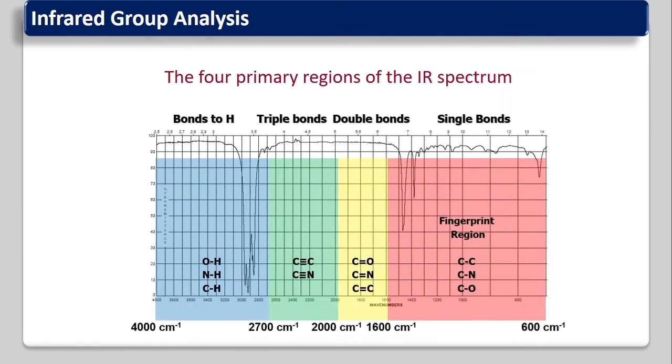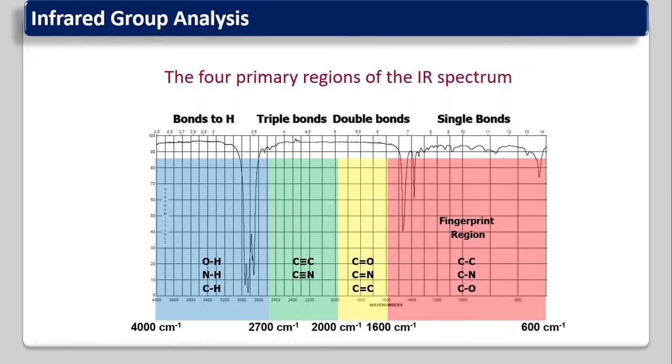So from 600 to 1400 or 1300, this region is only for single bonds, that is the fingerprint region, skeleton bonds like carbon-carbon bond, carbon-nitrogen bond, carbon-oxygen bond. Along with this fingerprint region, there is the aromatic region also, that is from 909 to 667 centimeter inverse, that is for the aromatic region.